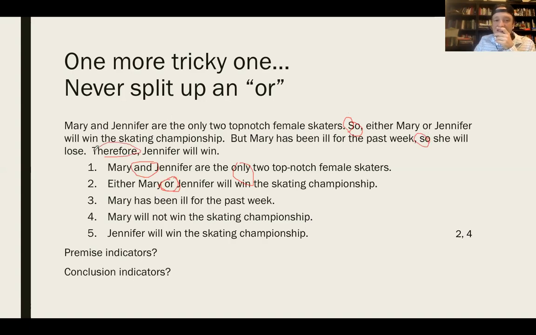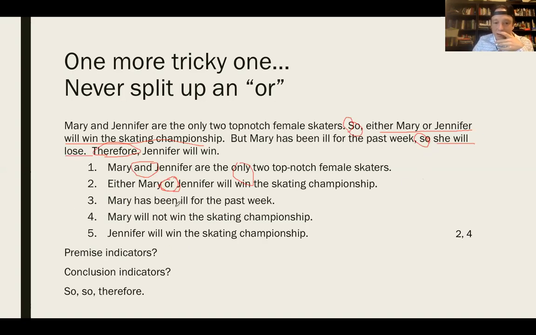Therefore, okay, so it looks like we're going to have a bunch of intermediate conclusions, right? Because we've got more than one conclusion indicator. So what do we think they're going to be? Well, this is going to have to be an intermediate one, right? Because it's immediately followed or preceded by a conclusion indicator. And then this is going to have to be one, right?